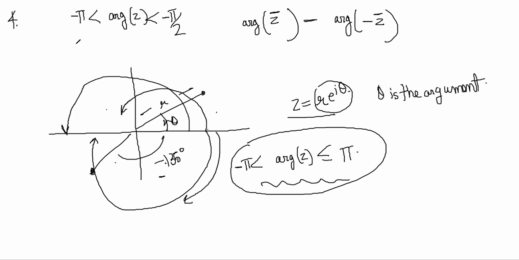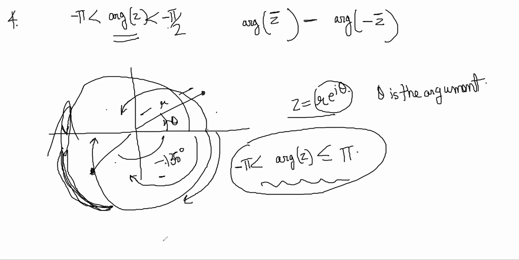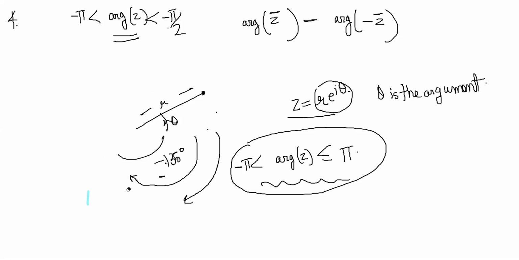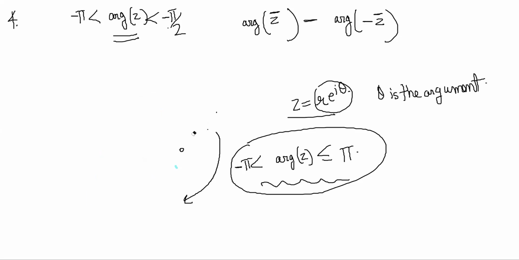So here what is given is that argument of z is between minus pi and minus pi by 2, right? So it is in the third quadrant, because minus pi by 2, when you measure, you're measuring from this side. So the complex number is in the third quadrant. One second. Complex number z is in the third quadrant. We know that.